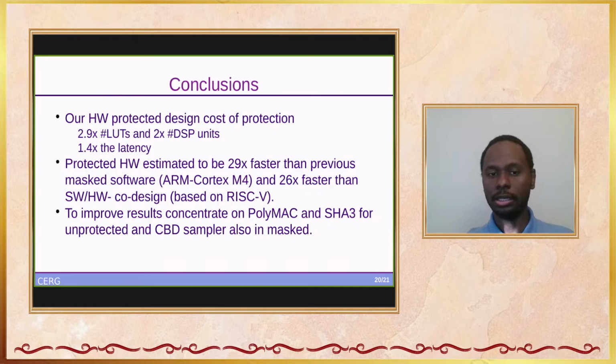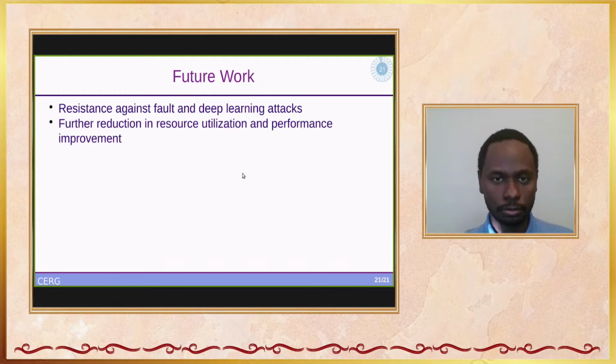We can clearly see that to improve these results, we need to concentrate on the polynomial arithmetic unit and the SHA-3 unit for both the unprotected and protected designs. But also in the protected design, the CBD sampler is also significant. So reducing the size of that and improving its performance will be useful.